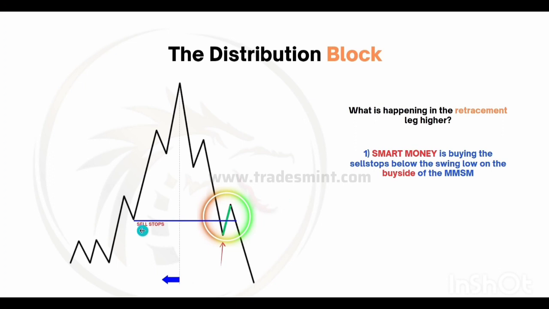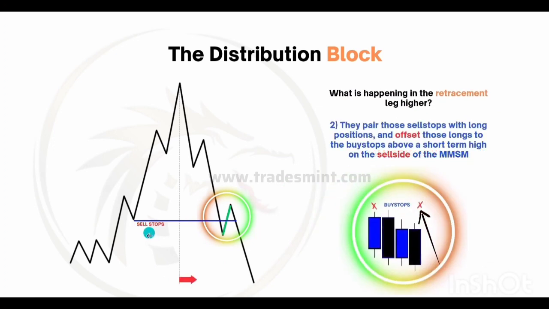Smart money is buying the sell stops below the swing low on the buy side of the market maker model. So in this example, this is our first stage of accumulation. So smart money is buying the sell stops below that first stage of accumulation, and they pair those sell stops with long positions and offset those longs to the buy stops in the form of willing buyers above a short-term high.